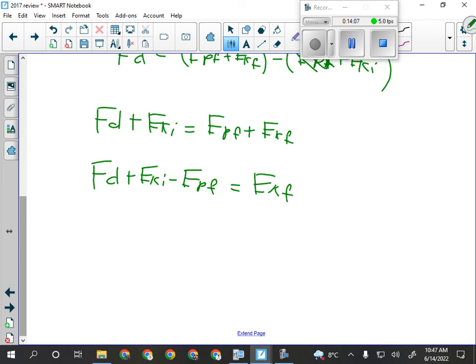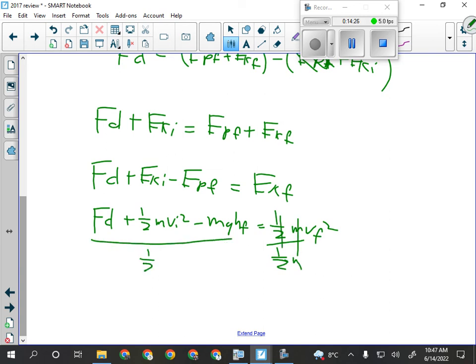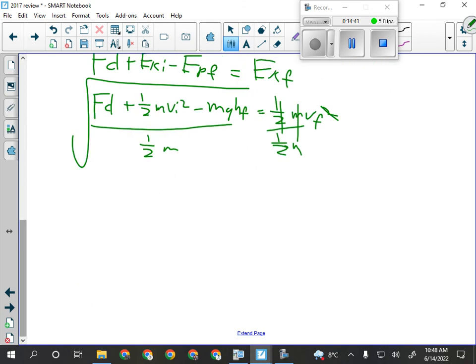All right, so now I'm going to have this expanded out. I'm going to have force times distance plus 1/2 m v initial squared minus m times g times h final equals 1/2 m v final squared, and then I just have to divide both sides by half of m and take the square root. Okay, that'll get me VF. All right, so work energy theorem is basically one step. I'm only doing work energy theorem. I'm isolating VF.